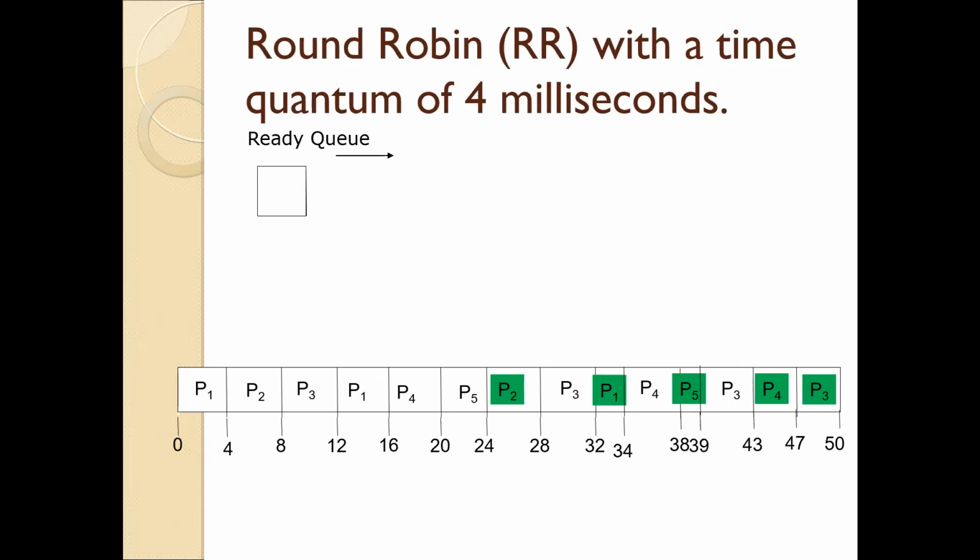So that is how the execution happens in round robin. Round robin is a little bit complex, not like shortest job first or first come first serve. It is complex because we have to think about the processes in the ready queue and how the ready queue behaves very clearly.